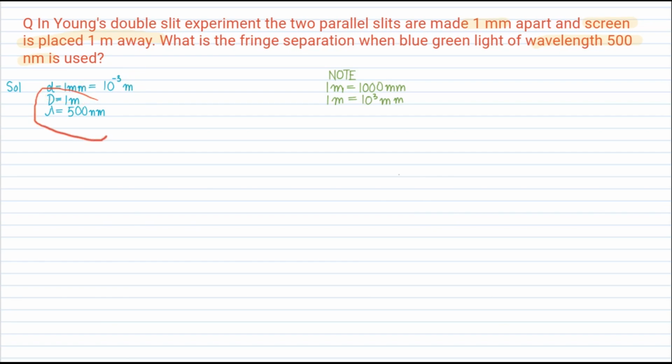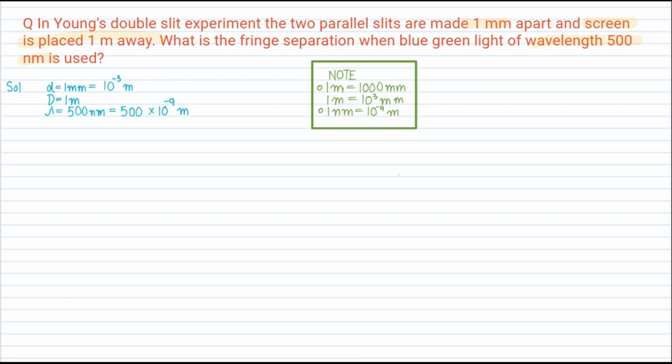Now let's convert this 500. n means nano. Nano means 10 to the power minus 9. Fine. So this is your 1 nanometer, which is 10 to the power minus 9 meter. So it's 500 nanometer. Therefore, it will be 500 times 10 to the power minus 9 meters. Fine.